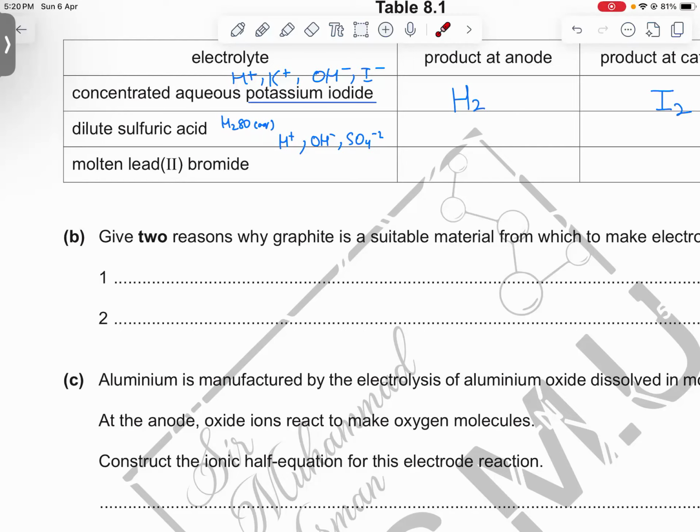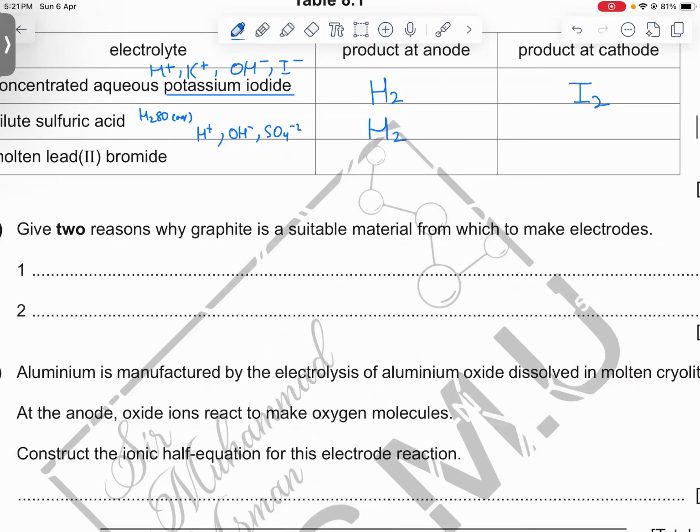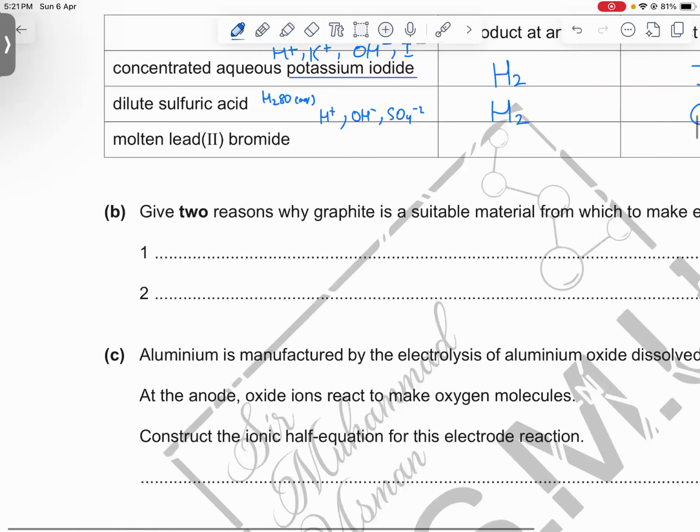So the cation is only going to be H positive. So when it discharges, it is going to produce H2. And out of OH minus ion and SO4 2 minus ion, you are not going to look at the concentrations, because whenever a polyatomic anion is present, then always hydroxide ion discharges. And whenever hydroxide ion discharges, it produces oxygen O2. All right.